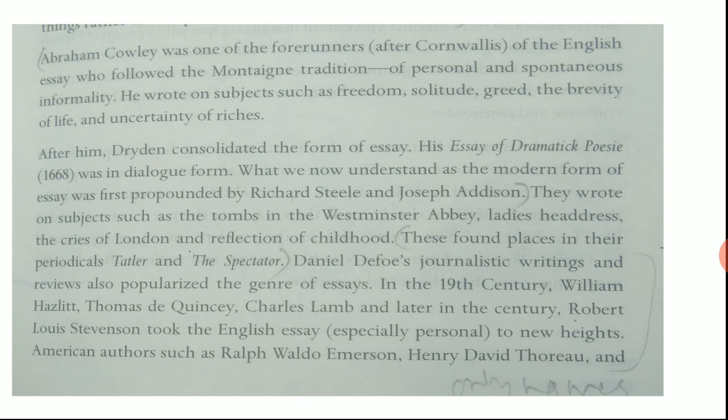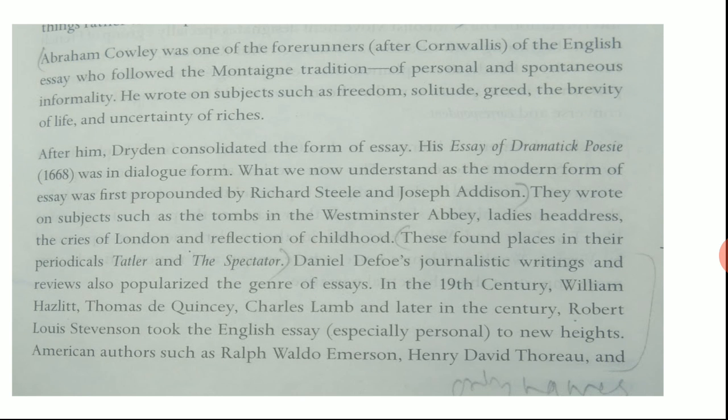Abraham Cowley was one of the forerunners, after Cornwallis, of the English essay who followed the Montaigne tradition of personal and spontaneous informality. He wrote on subjects such as freedom, solitude, greed, the brevity of life, and the uncertainty of riches. These are the various topics touched upon by Abraham Cowley. And after Abraham Cowley, there comes Dryden. He consolidated the form of the essay. His essay on dramatic poetry was in dialogue form.